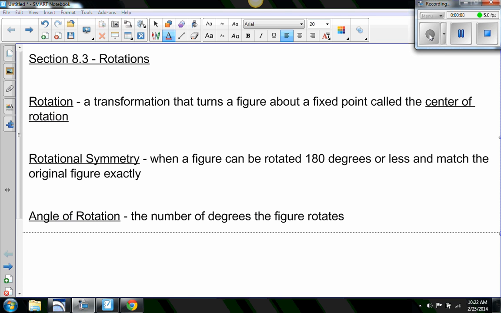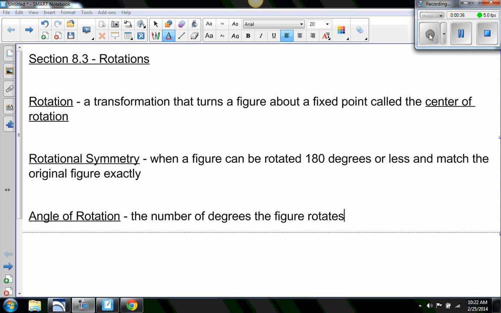And so rotation, it's exactly what it sounds like it's going to be. It's something that turns around a fixed point. And that fixed point is called the center of rotation. Sometimes it's the origin, like when you're dealing with a graph. They want you to rotate something around the origin, and all of them that they're going to do counterclockwise. So we need to keep that in mind when we're trying to move things.